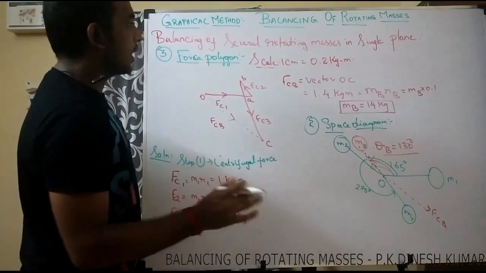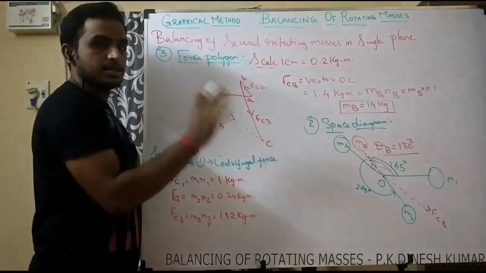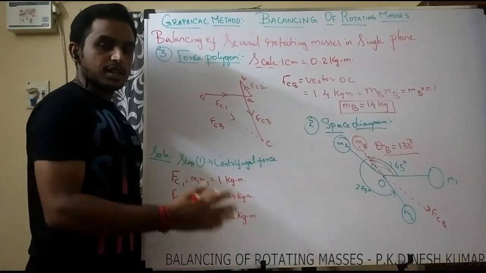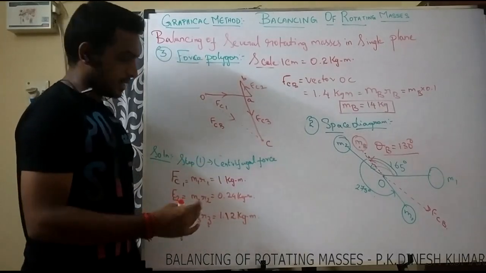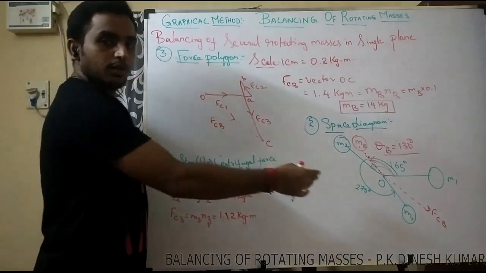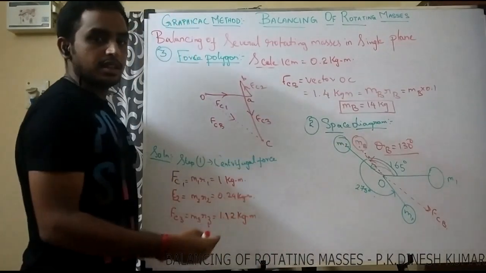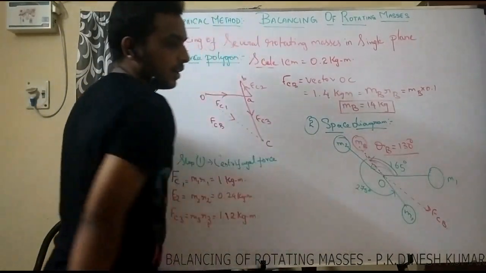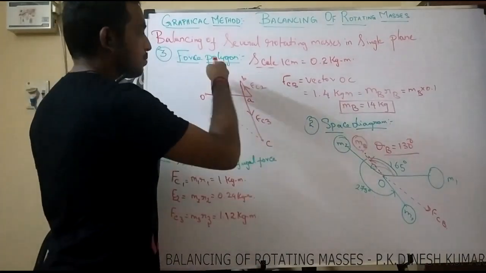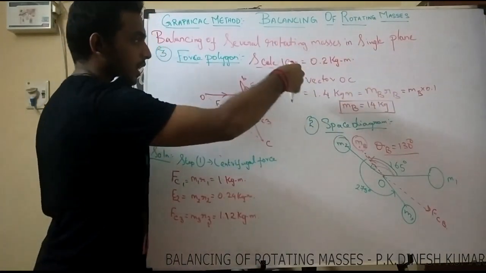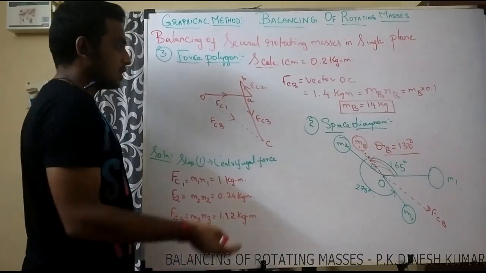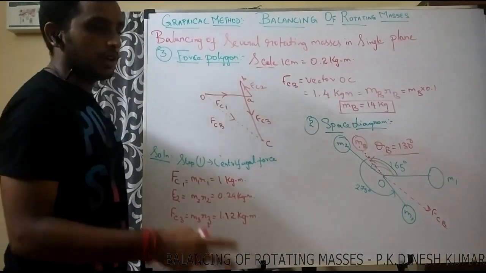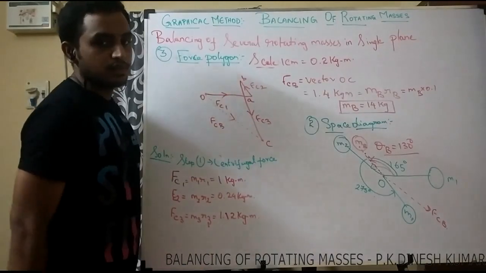I am saying again, the balancing of several rotating masses in a single plane is nothing but, as the first step, we need to find the centrifugal forces contributed by the out of balance masses. Then from there you move on to the space diagram to place the different masses located at different locations with respect to a reference plane. Then with respect to a force polygon, sticking to a scale value of your choice, we construct the force polygon, and the closing side of the force polygon tends to give us the balancing mass force vector.